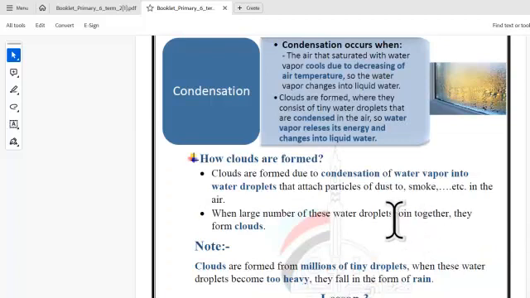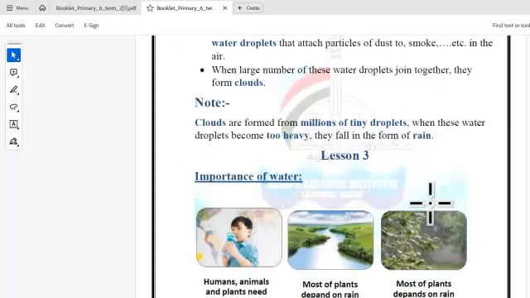Clouds are formed due to condensation of water vapor into water droplets that attach to particles of dust or smoke in the air. When large numbers of these water droplets join together, they form clouds. Clouds are formed from millions of tiny droplets of water. When these water droplets become too heavy, they fall in the form of rain.